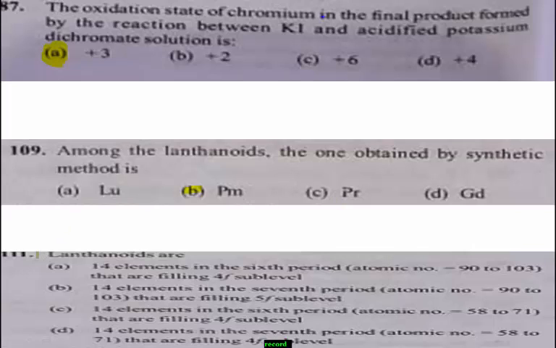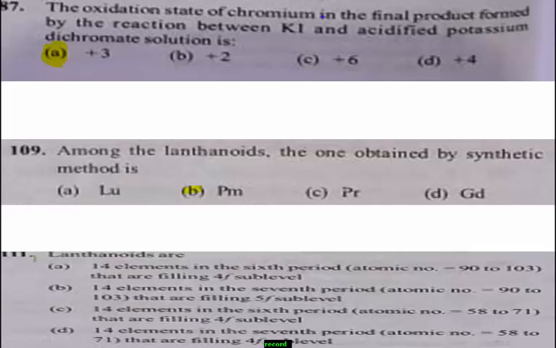Next question number 111. Lanthanoids are one of the theoretical questions. If you know well about lanthanoids, then it is very easy to answer the question. So what is the question, students? Lanthanoids are: observe the given options carefully. They gave 14 elements in the 6th period, 14 elements in the 7th period, from atomic number 58 to 71, that are filling the 4f sublevel.